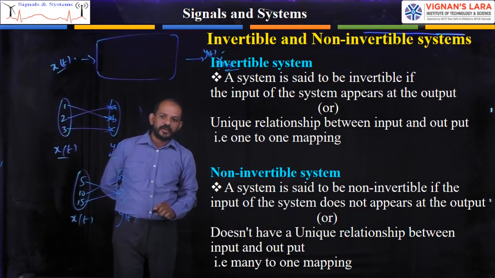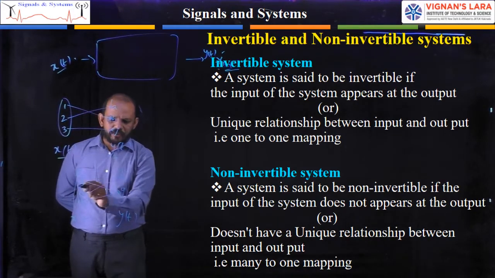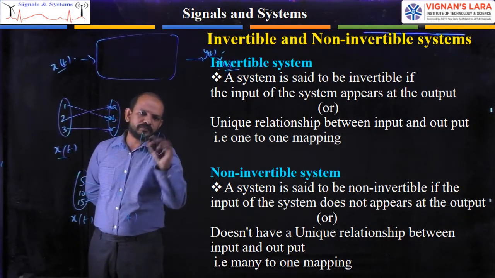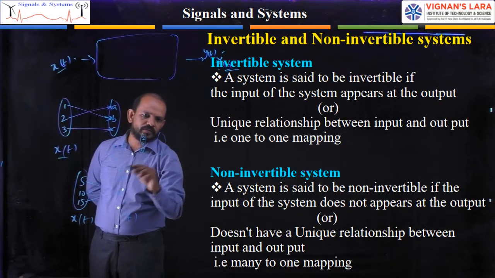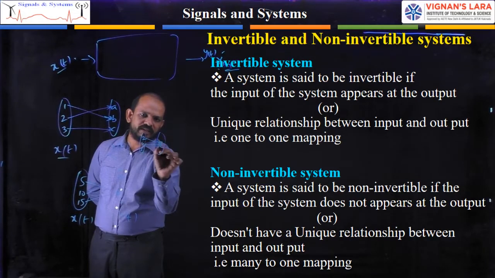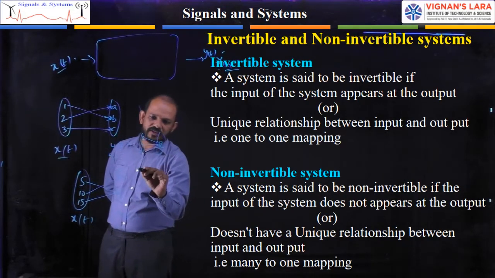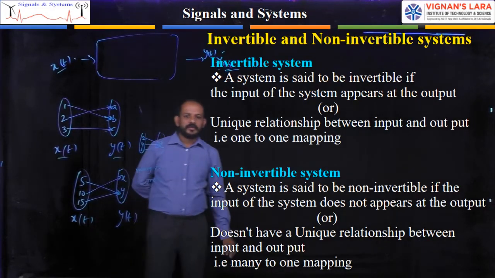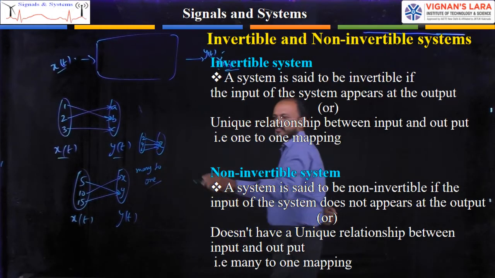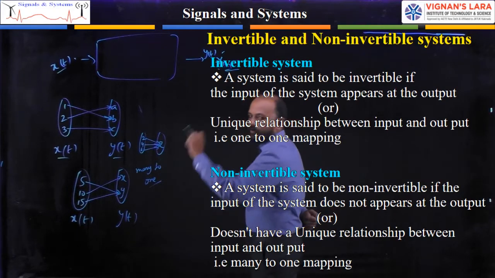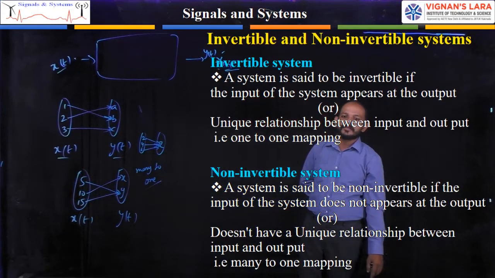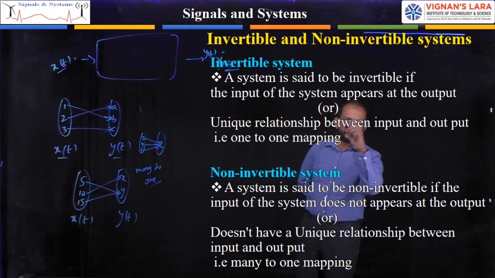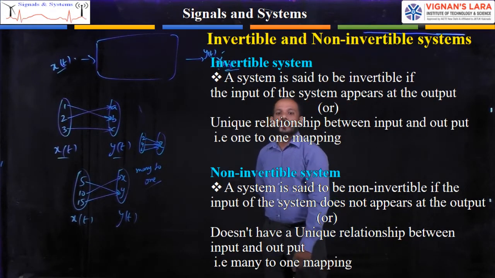Or if 5, 10, 15 all are mapped to only one thing. Another example you can take is 2, 4, 6 and z. 2 is mapped to z, 4 is mapped to z, 6 is mapped to z. So this is nothing but many to one. For these many to one systems, we can call them non-invertible systems. If there is no unique relationship between input and output, then we can say that system is a non-invertible system.